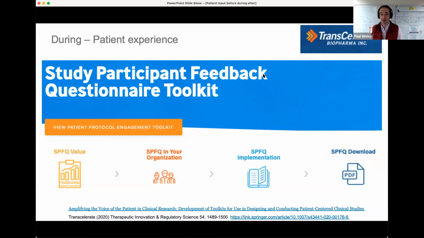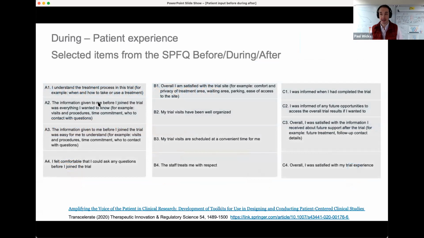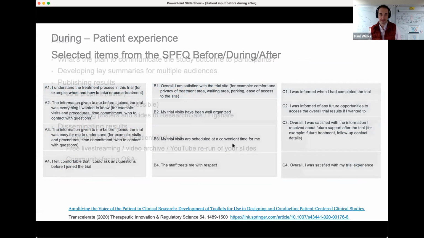There's a variety of resources that you can use in the before, during, and after that come from groups like TransCelerate. A study participant feedback questionnaire is available to get benchmark data for how participants in your study feel about it. At the enrollment process, do they feel they have all the information? Whilst they're taking part, do they feel comfortable? Is it convenient? Importantly, afterwards, do they know that they've finished the trial? Are they satisfied with the information? Was there a disconnect between what they thought was going to happen and what actually happened? Those resources are widely available.